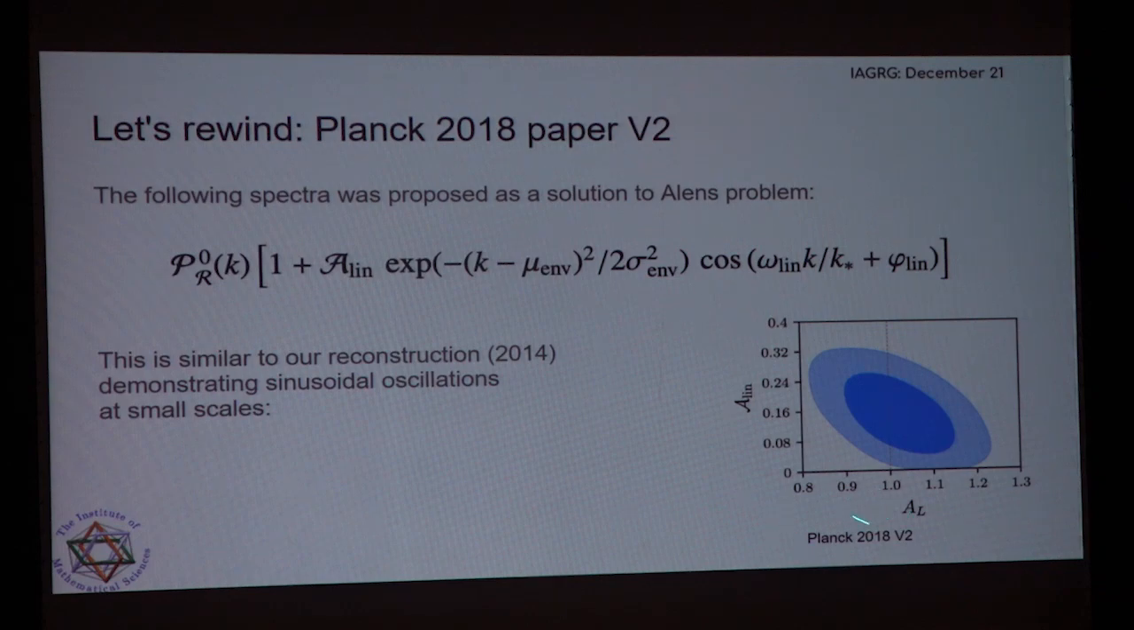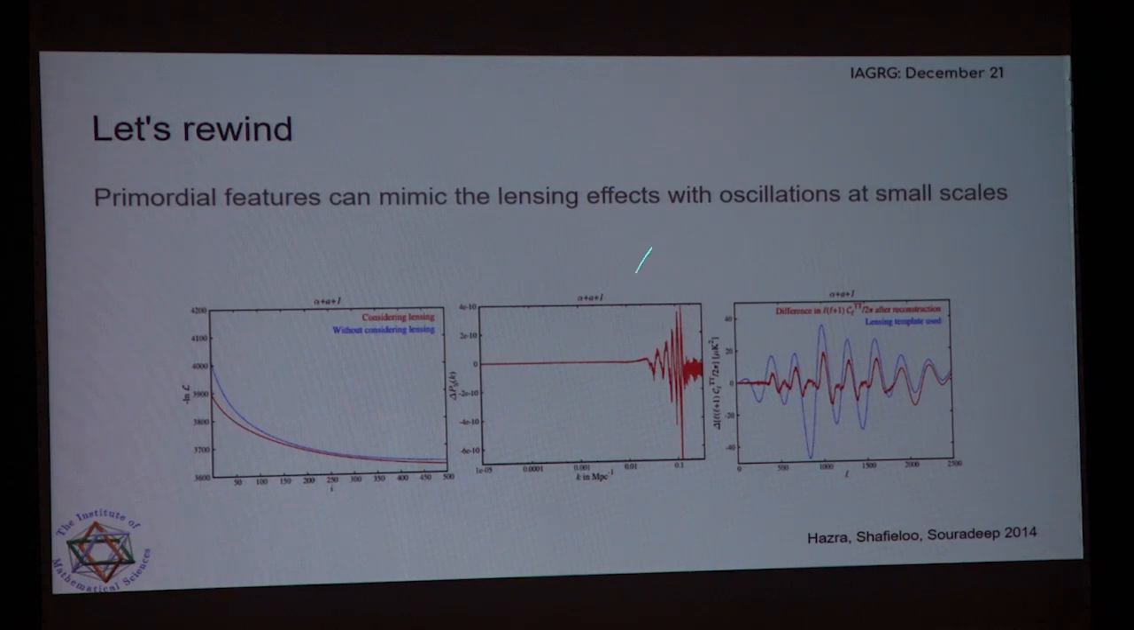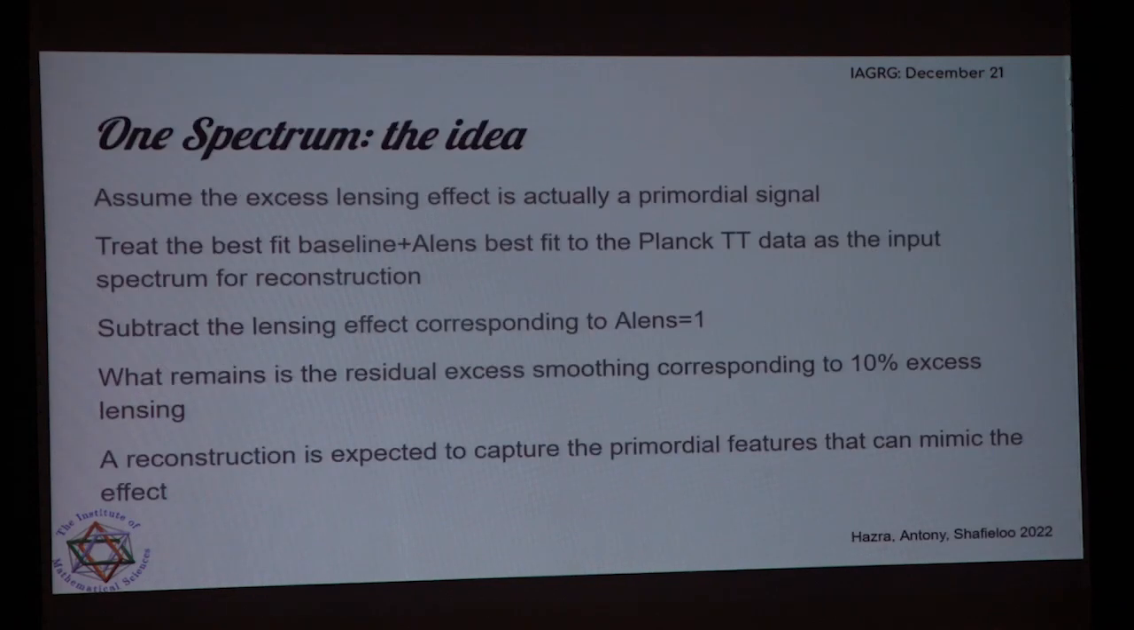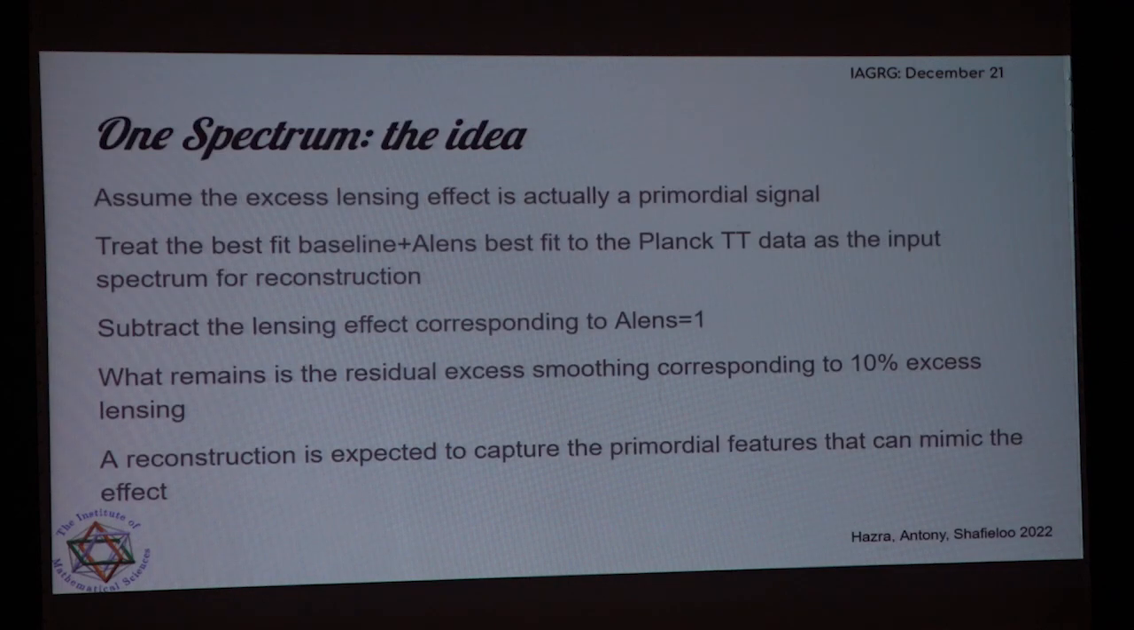In the Planck paper 2018, version 2, which came in 2019, I guess, they showed that this type of primordial power spectrum can mimic lensing. So which we basically showed here. So they found a form of it, and they showed that this is the form of the primordial power spectrum, okay, that can mimic lensing.